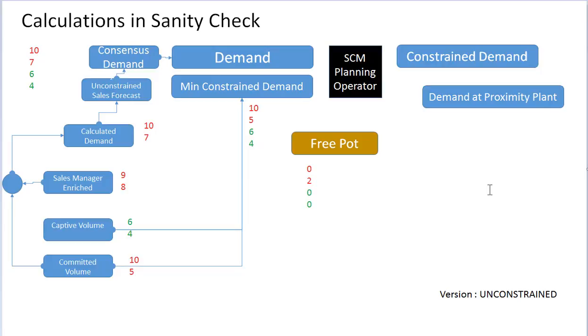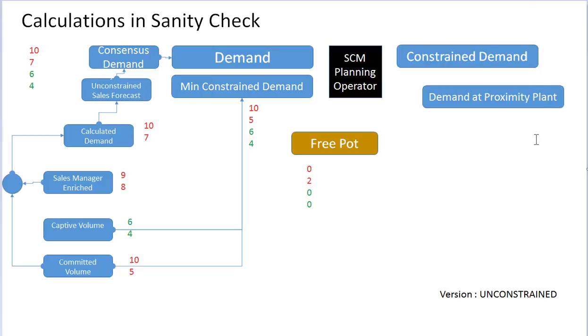Other inputs, of course, are considered in the supply chain operator, but for the purpose of this example, we're going to stick with these values. Because the supply chain operator that is going to be run for the sanity check is a heuristic, all the demands will be satisfied. That information will be written in the constraint demand by the heuristic.